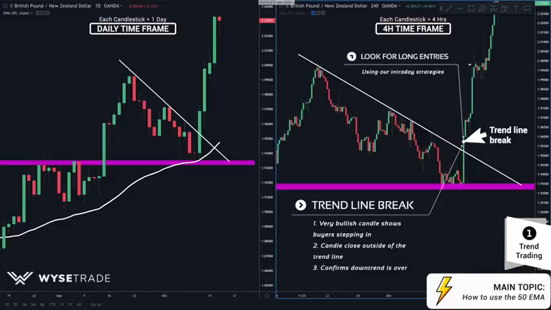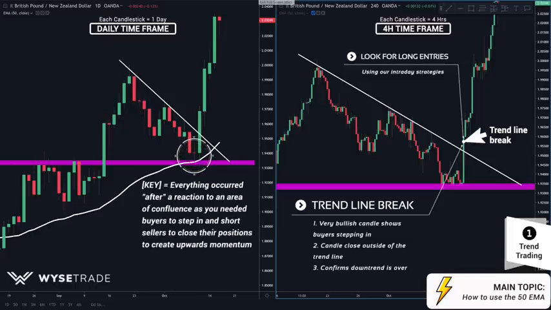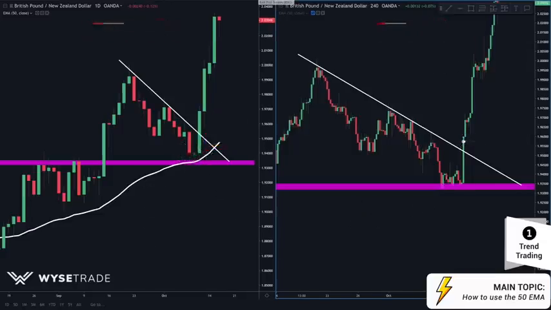You would then start looking for long trades through the lower time frames with a breakout or a momentum play, as your directional bias is now confirmed. The most important part is that this all occurred after the reaction to the area of confluence, because you needed traders to enter long and short traders to close their positions to create upwards momentum. So moving on.